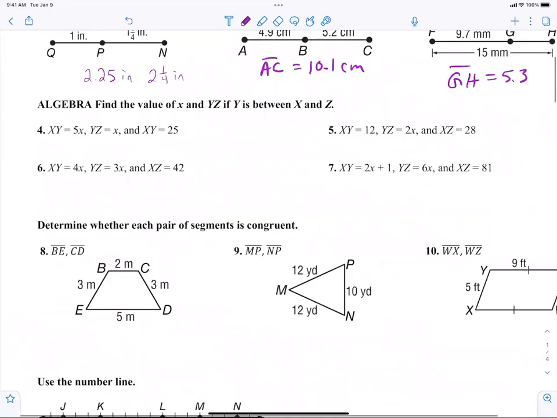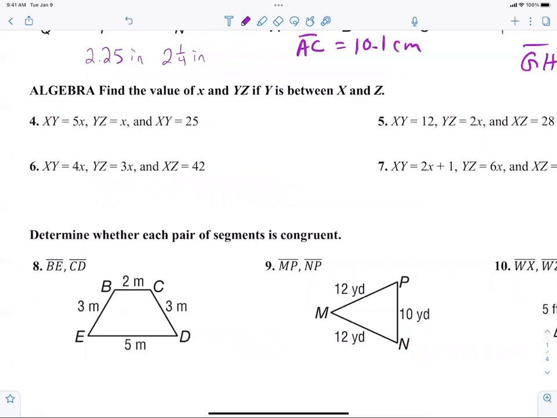All right. Now, here's what I'm talking about. Y is between X and Z. So demonstrate that. Y is between X and Z. And once you write it out, now it's just clear. You're just writing a couple equations. So for number 4, we're just going to say what? X is 5. No. Someone help these guys. Come on, girls, tell me. 5x plus x equals 25. Perfect.